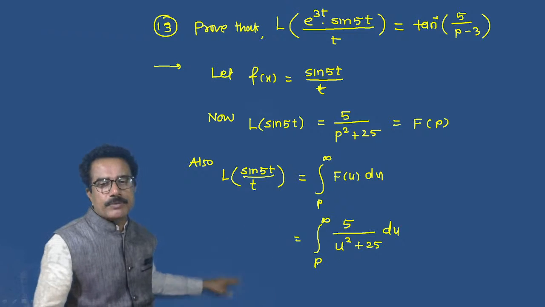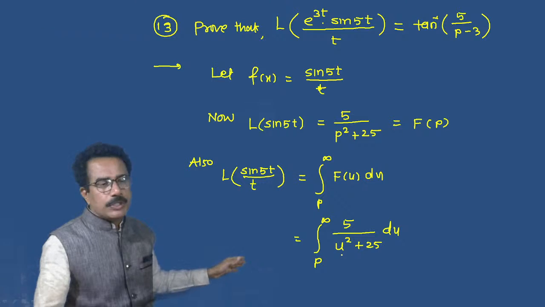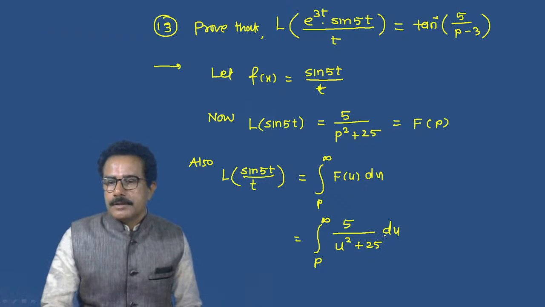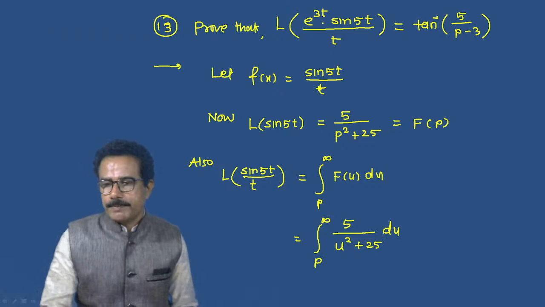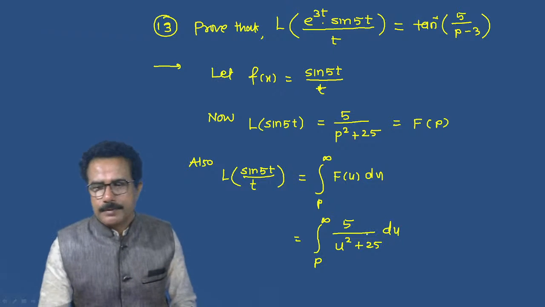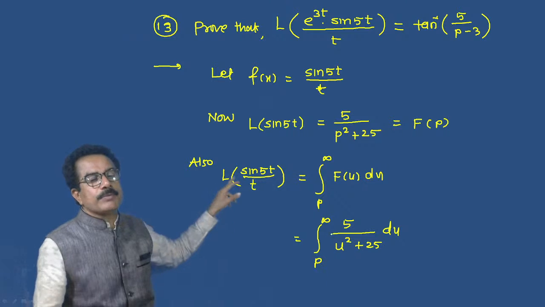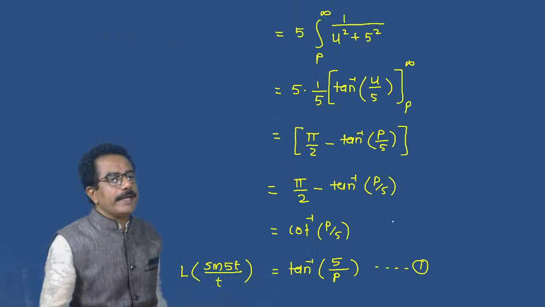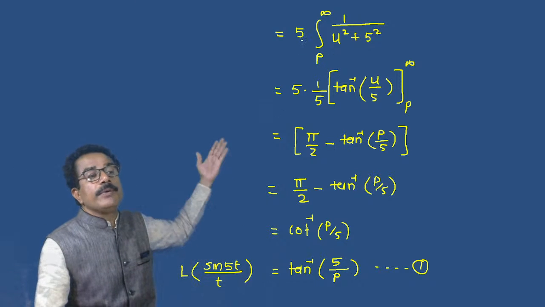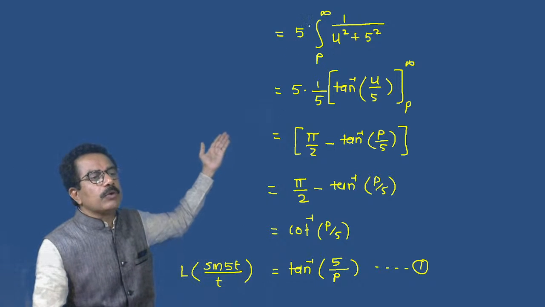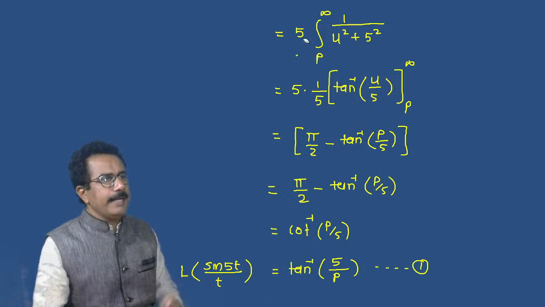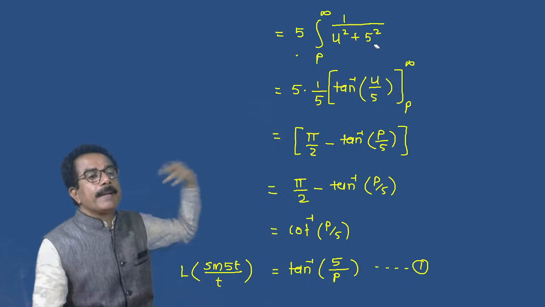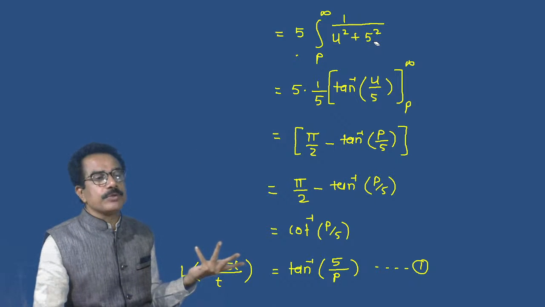So integral from 0 to infinity 5 divided by u square plus 25 du. So integral from 0 to infinity 5 divided by u square plus 25. Now our aim is to solve this integral. 5 is constant, so you can take this 5 out of the integral. Then integral from 0 to infinity 1 upon u square plus 25, we can write 5 square.